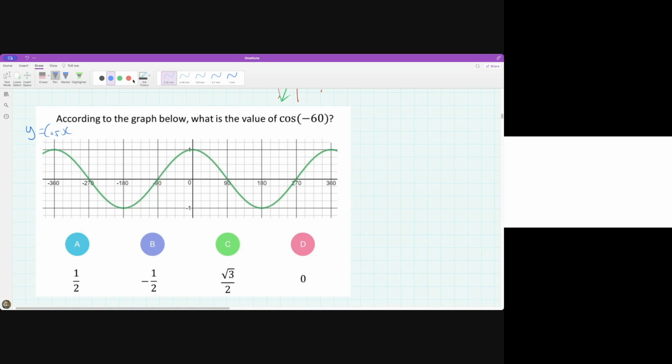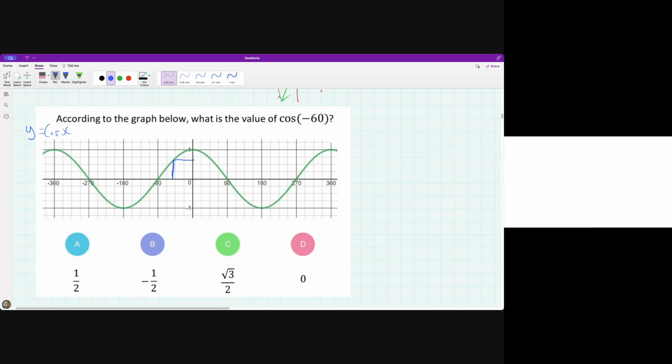Okay, so we go to the cos of minus 60. Where is minus 60? 1, 2, 3, 4. So I guess, are we going up in quarters? A quarter of a 90. So 90 divided by 4 is 22.5. So that's minus 50. Minus 60 is going to be around here somewhere.